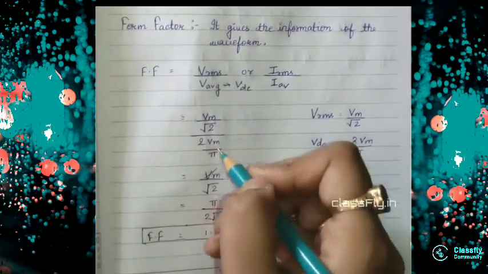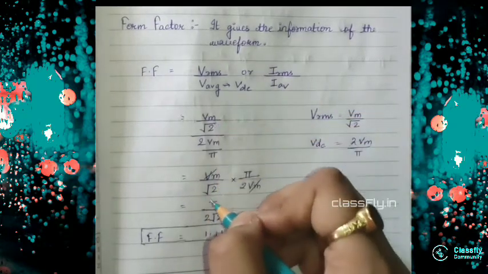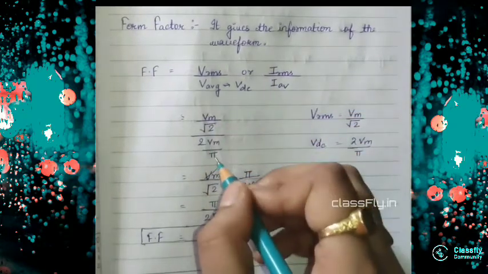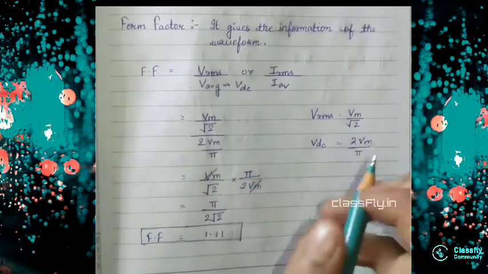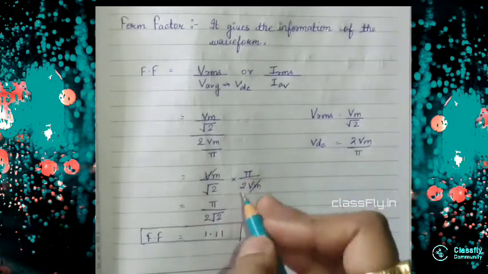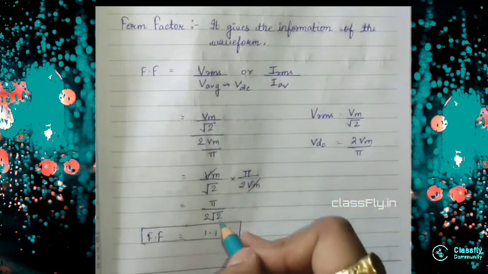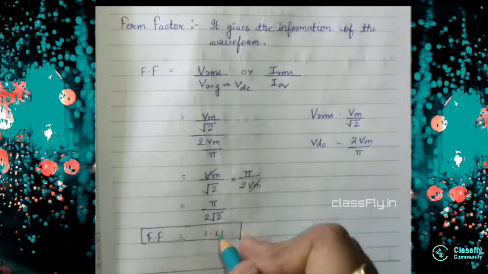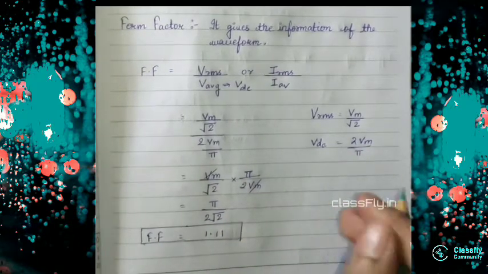We can write Vm by root 2 like this, and this pi will go up, so pi by 2Vm. Now Vm gets cut, so we get pi by 2 root 2. Whenever you solve this, you will get form factor equal to 1.11.